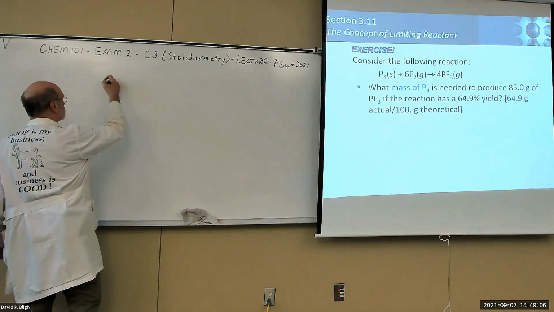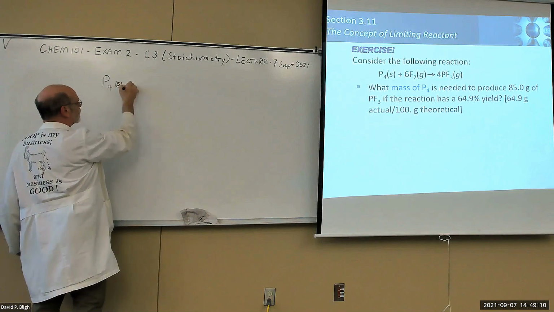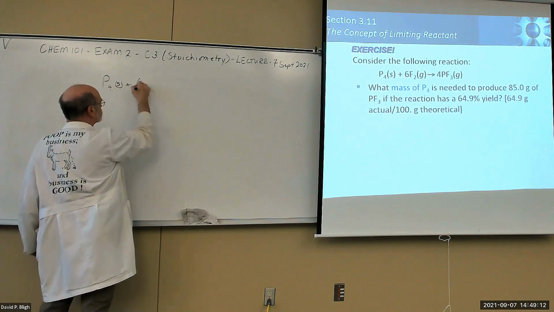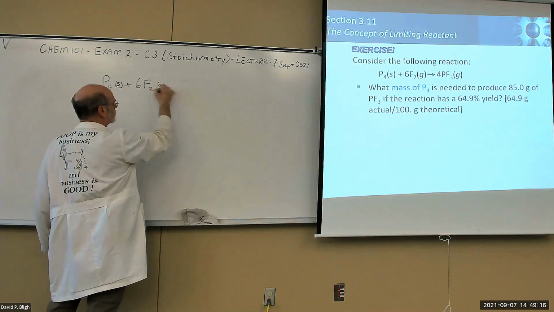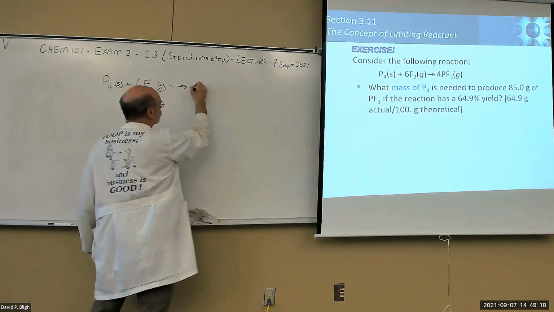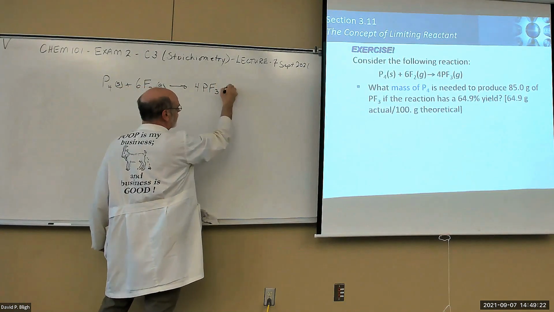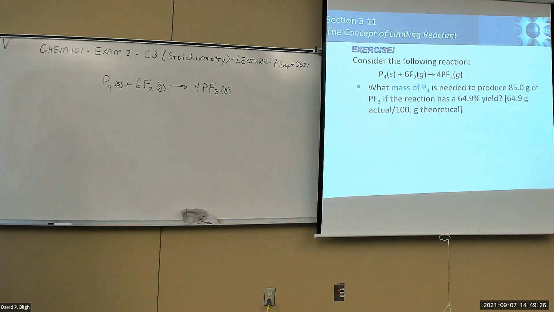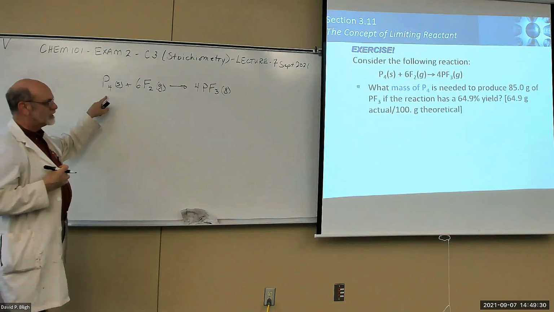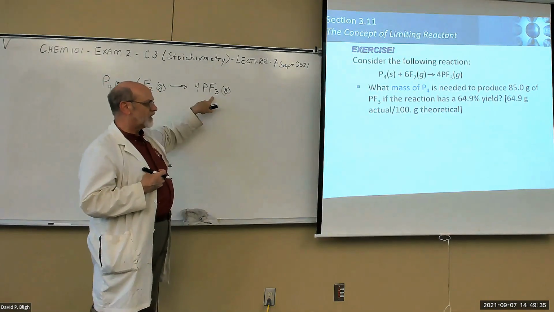So here's the reaction. We got P4 plus 6 fluorine, which is diatomic, yields 4 PF3 gas. The question is, what mass of P4 is needed to produce 85 grams of PF3?